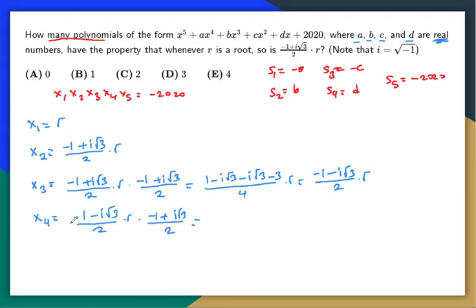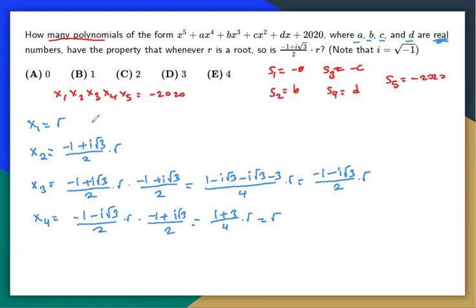Luckily this number and this number are conjugates, so we can easily use the difference of squares. So that will be negative 1 squared, which is 1. And then when you take the negative and negative, that's positive. So you got negative 3i squared, which will be positive 3. If you don't see this immediately, just go ahead and expand as I did in the third root, and then times R. So that becomes just 1 times R, which is R, which is the same as the first root.